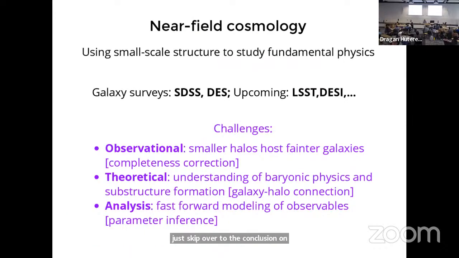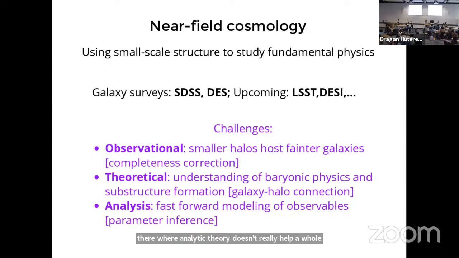So challenges are many. You have to deal with smaller halos that host fainter galaxies. So you won't see all of them. You need to understand how many of them you should have seen, given the survey properties that you're dealing with. And you need to understand baryonic physics and structure formation and the galaxy-halo connection. You may need to run simulations to do all of this. So it's getting out there where analytic theory doesn't really help a whole lot.